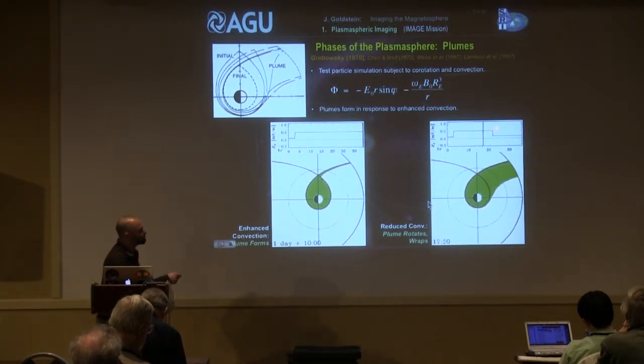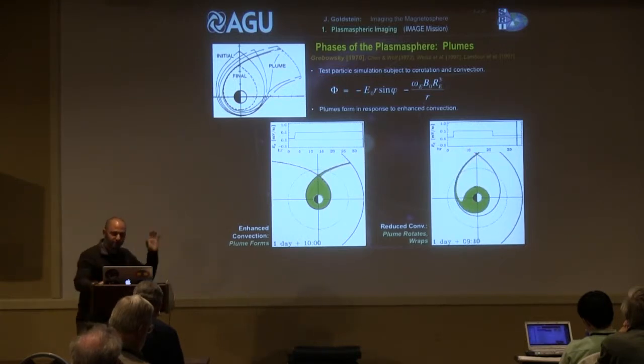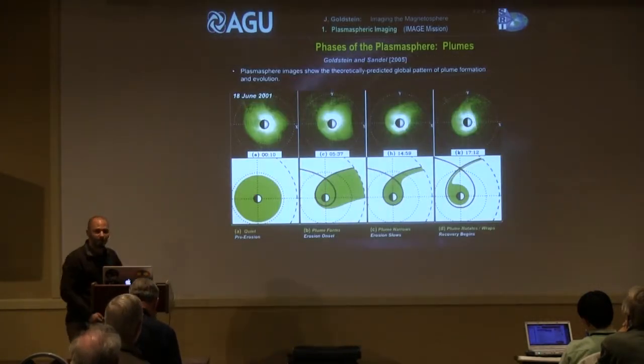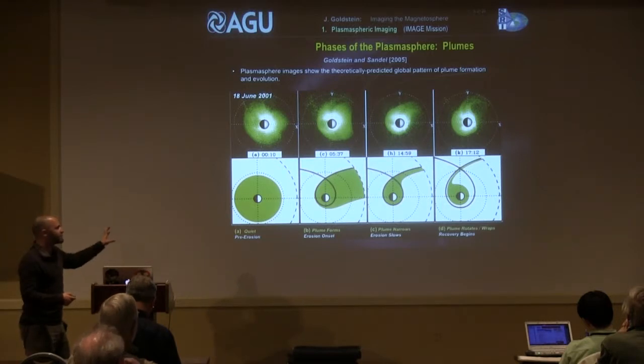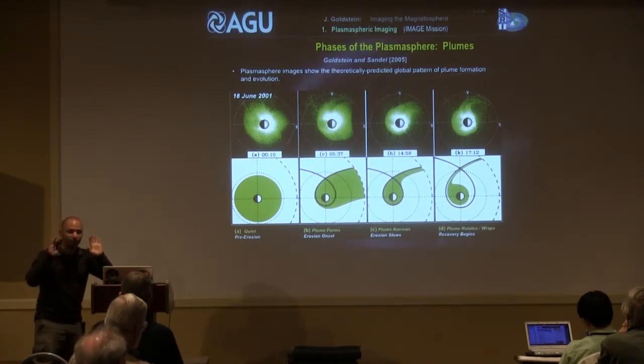Here's an example of another simple simulation showing you increase the convection, then you decrease it again, you're narrowing, but suddenly now the plume is rotating and wrapping. That happens in some form or another. These phases of the plasmasphere happen for every convection event that I've ever seen in global images, and so I think that this paradigm of driving the plasmaspheric erosion in terms of the global morphology and the global pattern, I think it's a really good one.